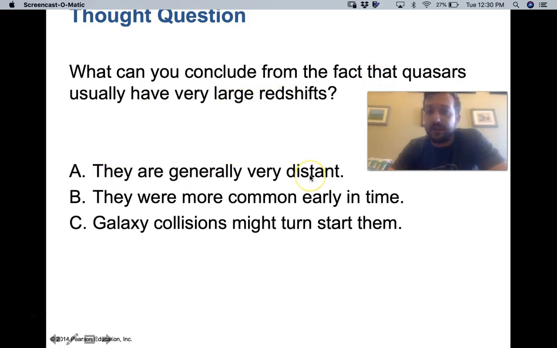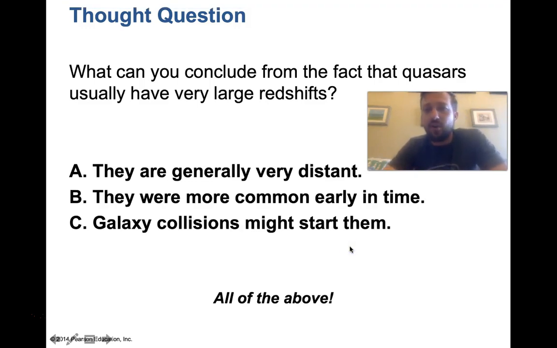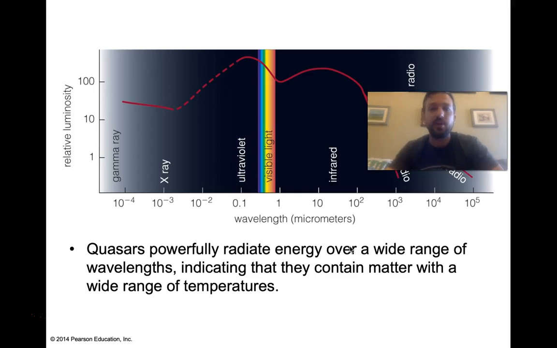They're generally very distant. Yes, I just said that. They were more common earlier in time. If we're only seeing them really far away, that means that they were occurring a long time ago, right? Galaxy collisions might start them up is probably what I was meaning to write. But all of these are correct. So maybe galaxy collisions are what caused these quasars to get started, because we saw a lot of galaxy collisions earlier in the universe than we do now.